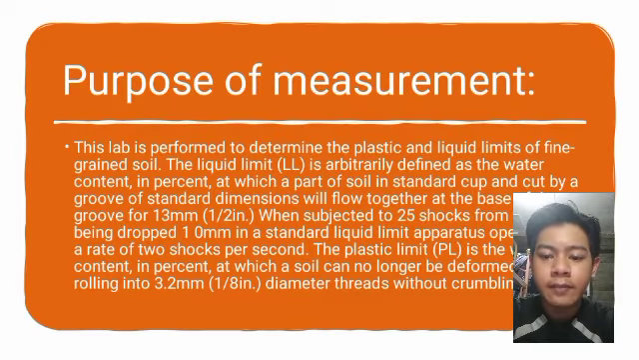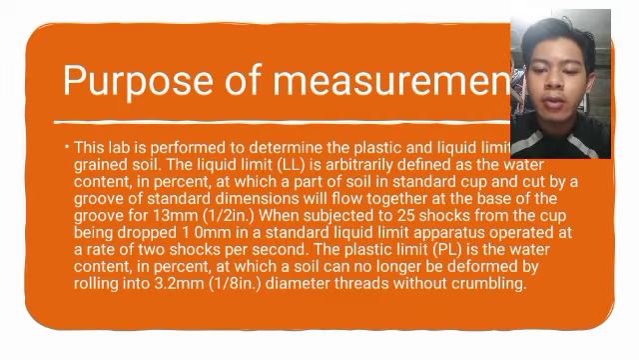Purpose of measurement: this lab is performed to determine the plastic and liquid limit of fine-grained soil. The liquid limit is arbitrarily defined as the water content in percent at which a part of soil in a standard cup and cut by a groove of standard dimension will flow together at the base of the groove for 13 mm when subjected to 25 shocks from the cup being dropped 10 mm in a standard liquid limit apparatus operated at a rate of 2 shocks per second.